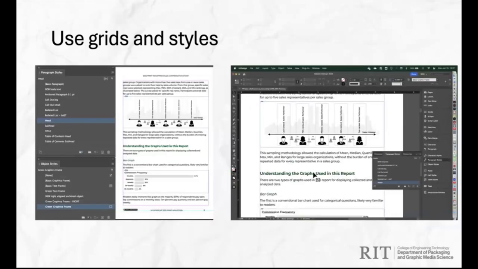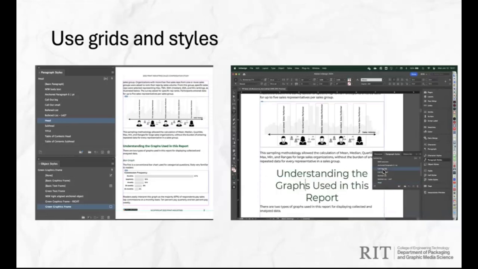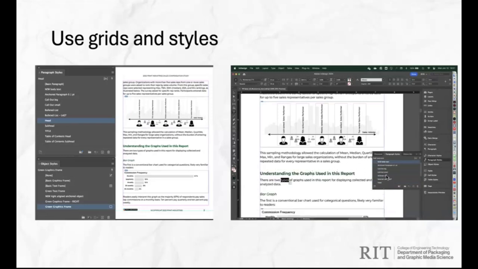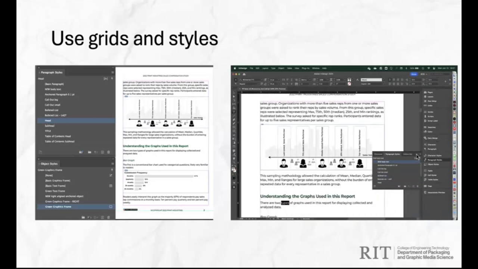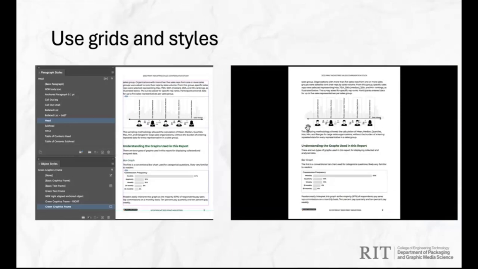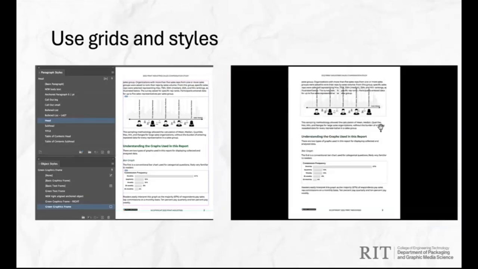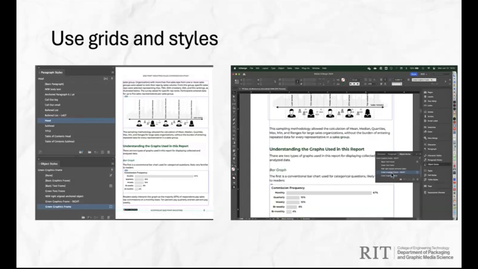Grids focus on visual rhythm, while styles apply uniformity to type and object structures. Paragraph styles, character styles, object styles, and table styles all help to create element groupings. These groupings or styles ensure that everything assigned a style name has the same visual attributes.